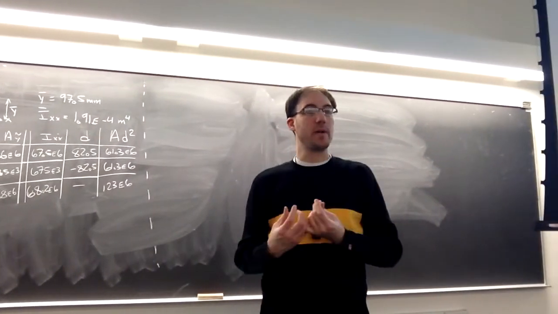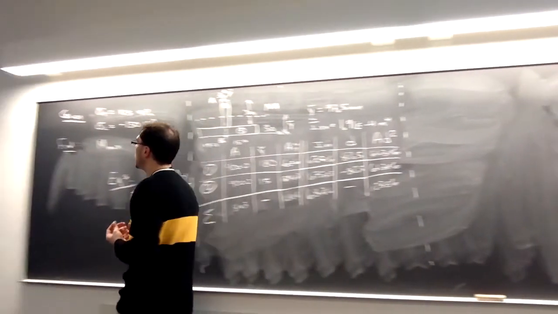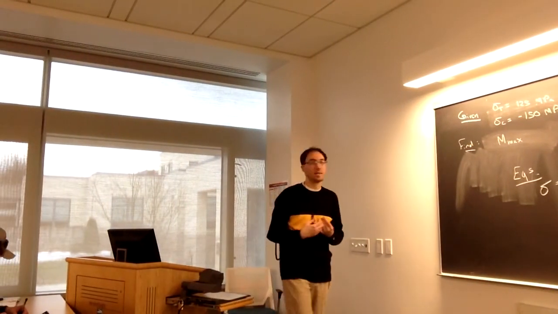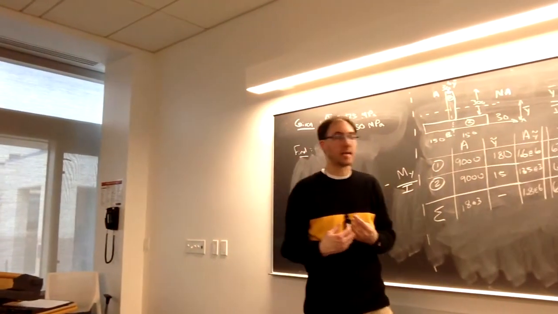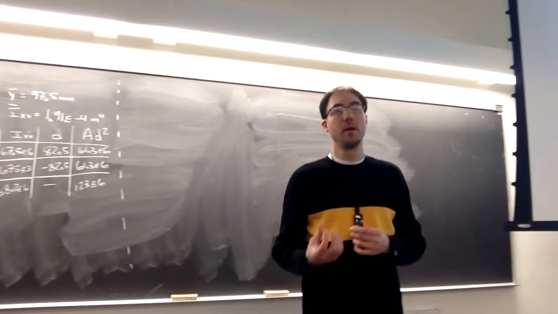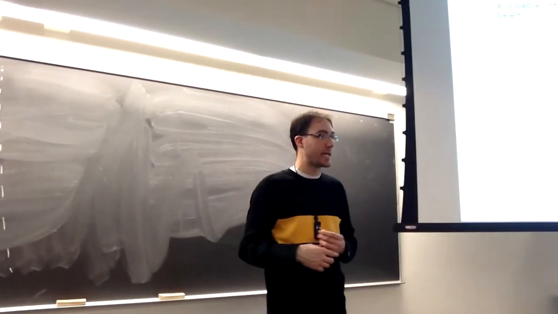So the premise of this one is we want to know what's the maximum bending moment that we can apply so that the maximum tension in the beam does not exceed 125 megapascals. The maximum compression does not exceed 150 megapascals. So how can we take this information and find what's the highest bending moment we can apply? We're going to assume it's in the direction as indicated.